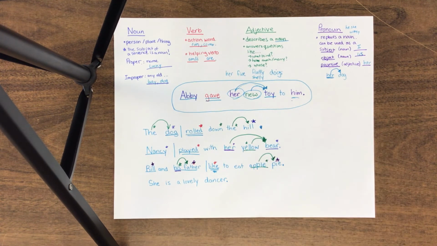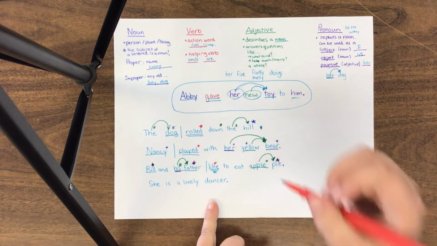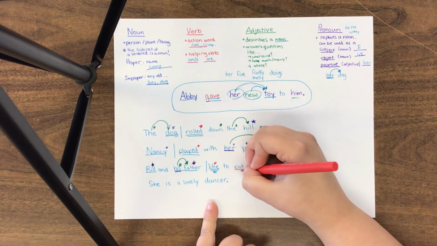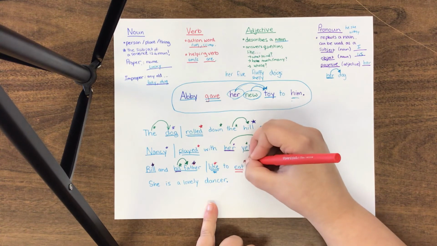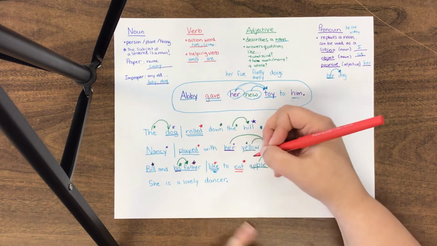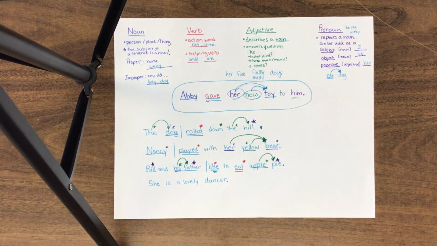Is there anything else Ms. Freeman missed in the sentence? I see one thing that's important that I missed. See if you can find it too. If you found it, you are doing really good. Eat is also an action word. It's also a verb, so we need to double underline that and put it as a verb as well.